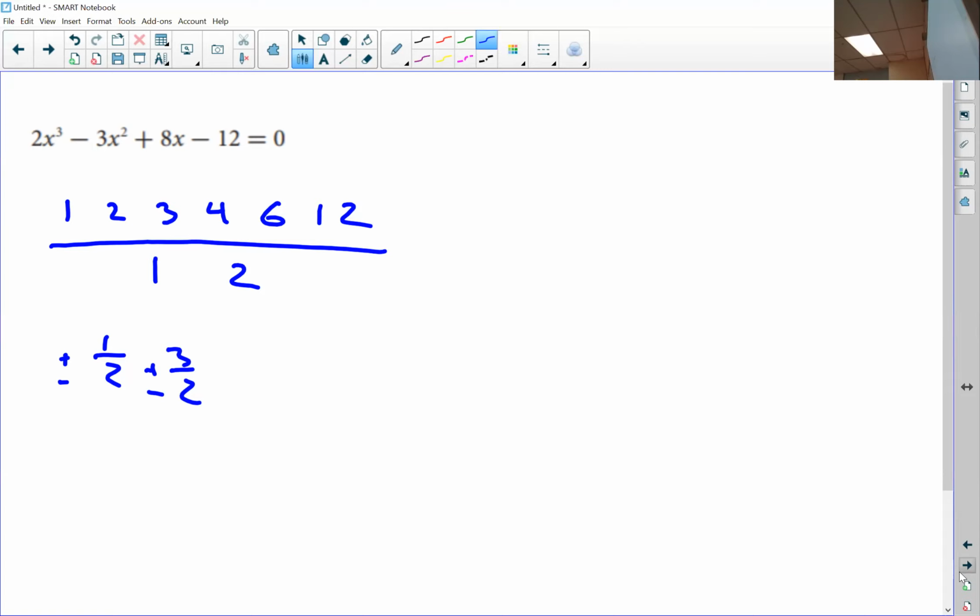So based off of my calculator there, which one of those is the one that I want to use? 1/2? Are you sure? Oh, you didn't look at your graph? 3 over 2? We think possibly? Yeah. So we're thinking 3 over 2.